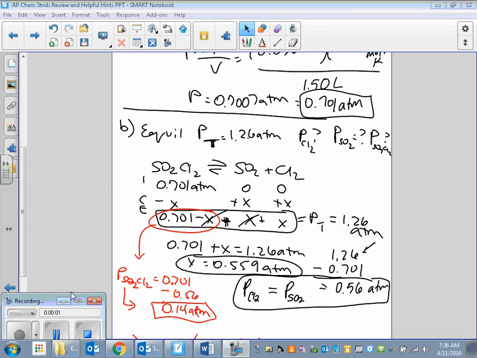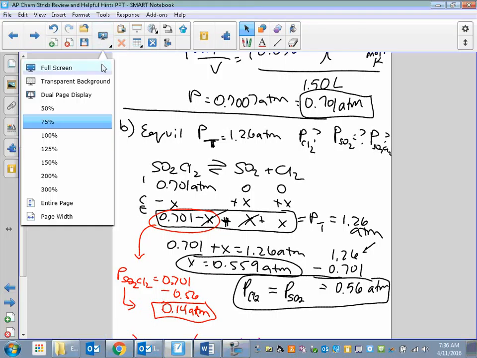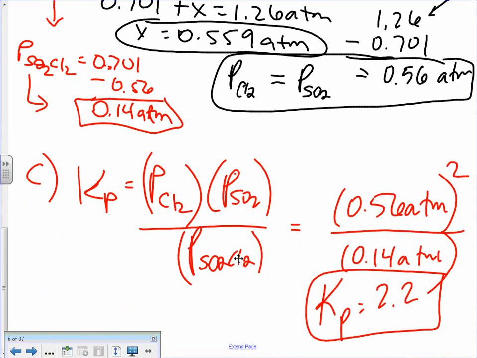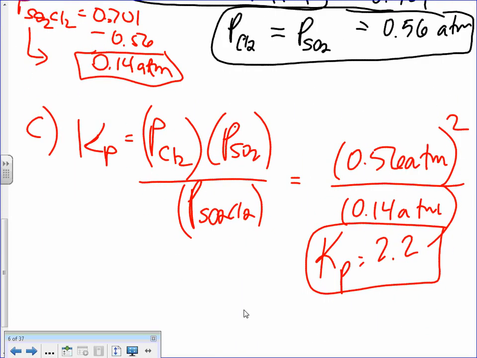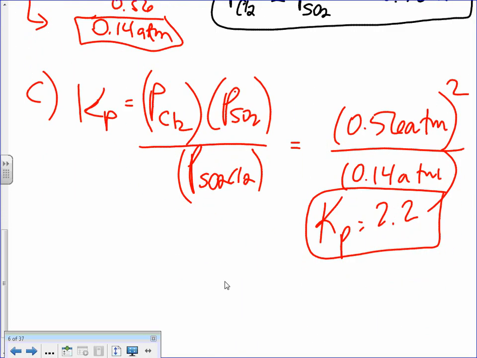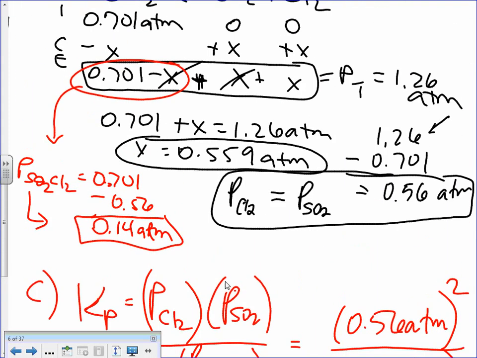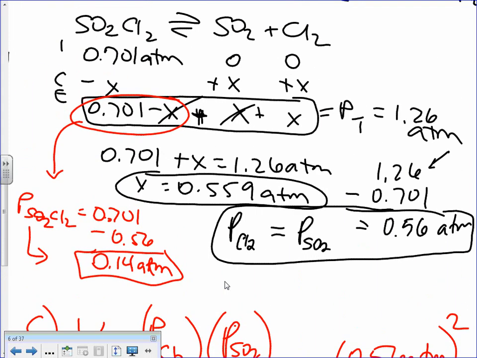Go back to 2013 for me real fast. So we got here. Remember how we got here? Where did we get these values from to plug in? Our previous ICE box. So we actually solved for x from the total pressure. Remember, total pressure had nothing to do with the Kp value. Total pressure was just equilibrium pressure plus equilibrium pressure plus equilibrium pressure, which was 1.26, which they gave us.